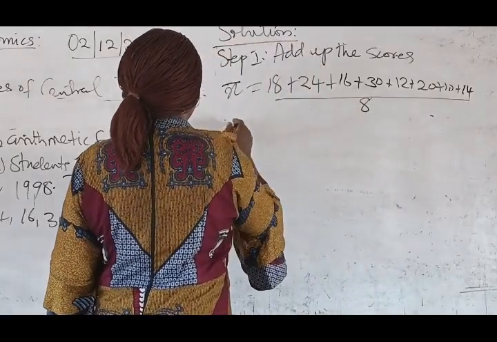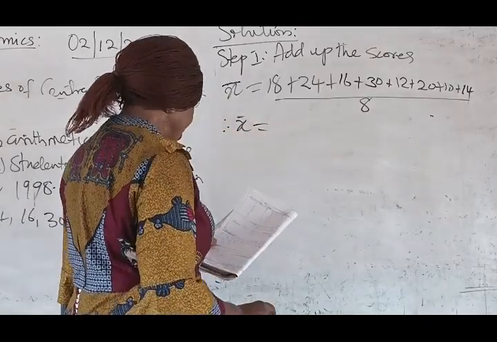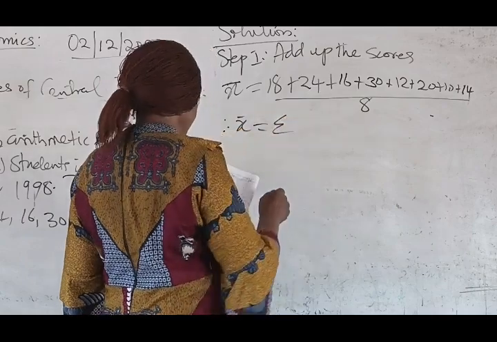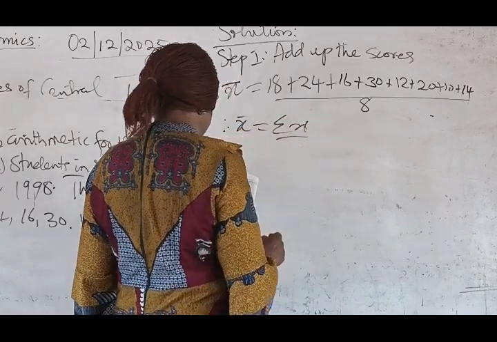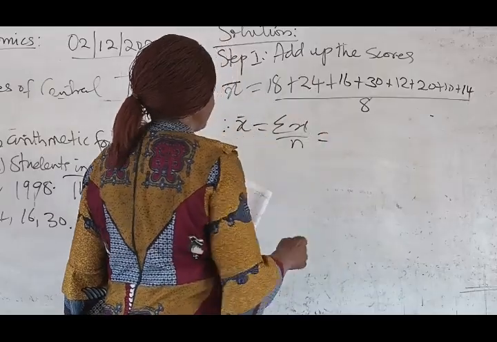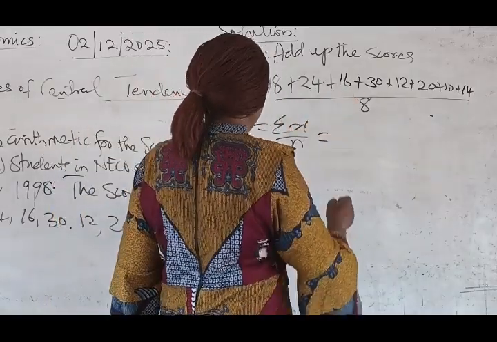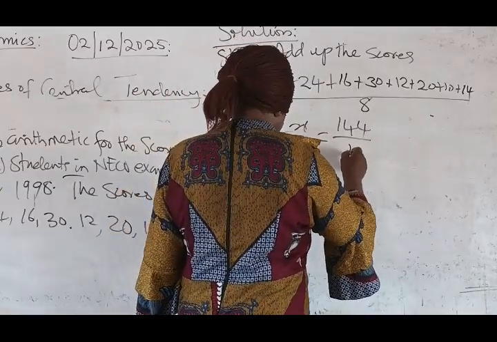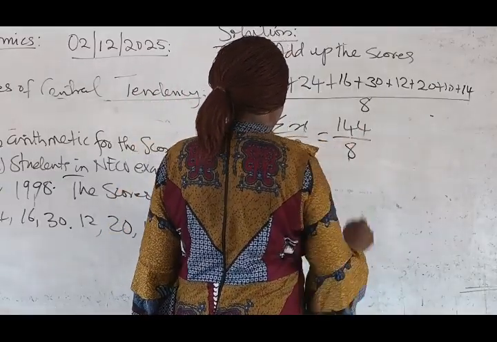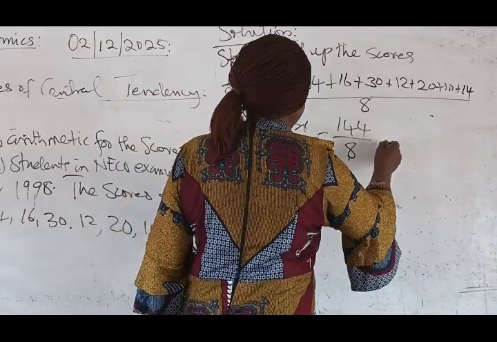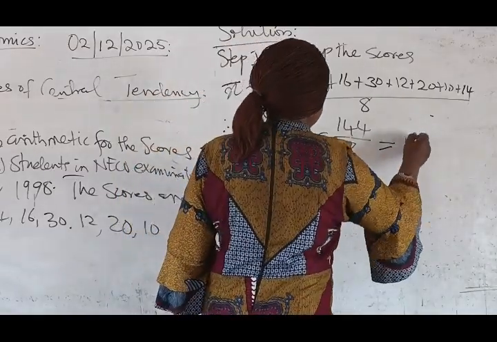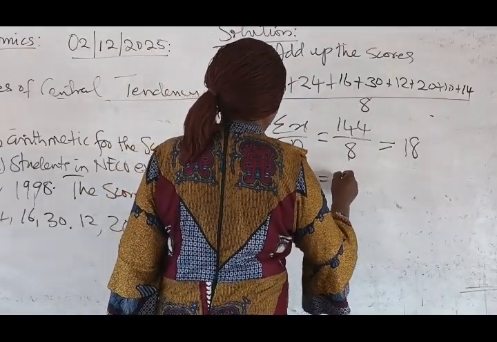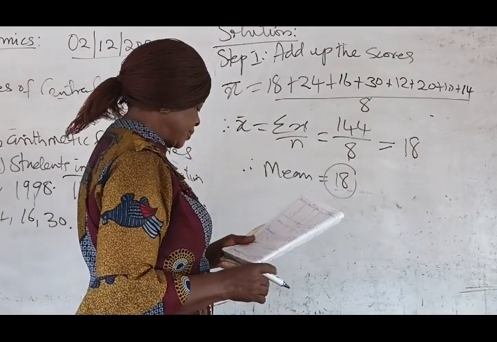So our x bar, which is the same thing as the mean, you write down the formula you are using: summation x all over n. When you add up these scores, you will get 144, over our n, which is 8. When you divide this, you will get 18. Therefore, your mean equals 18. So that is the mean of this data.